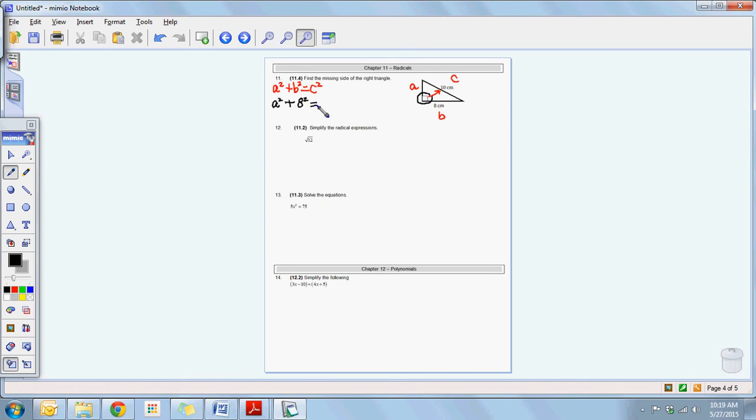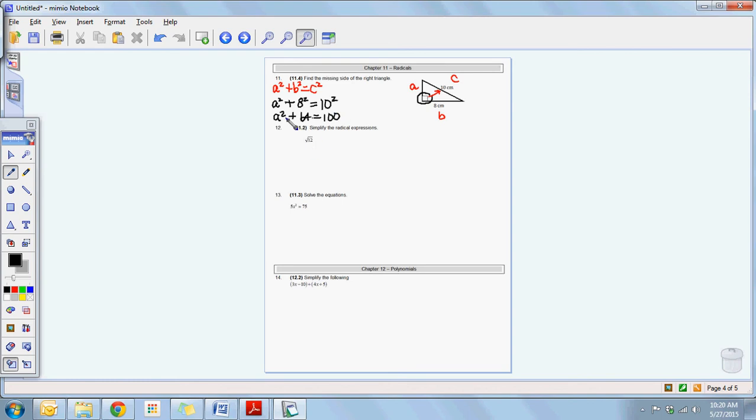And that's going to equal C squared, which would be 10 squared. So I'm going to simplify. I still don't know this A squared, plus 8 squared is 64, equals 10 squared, which is 100.